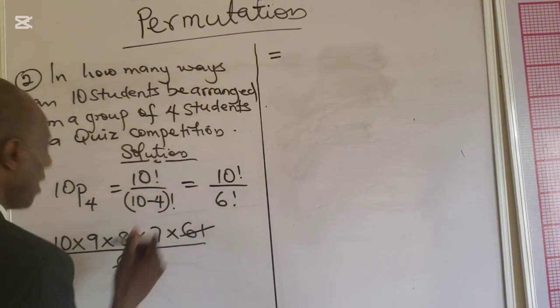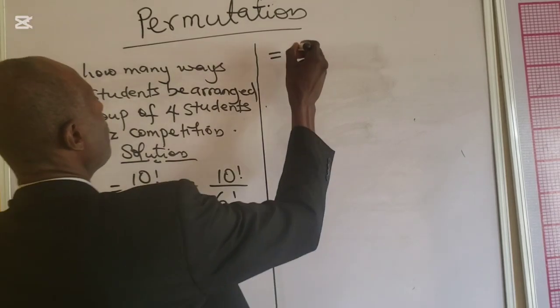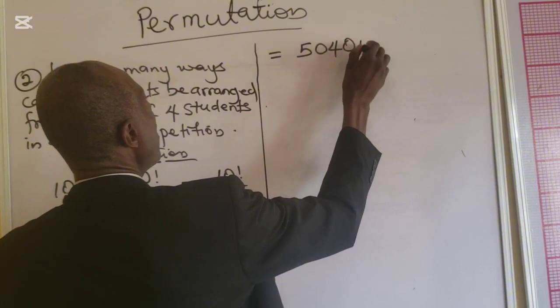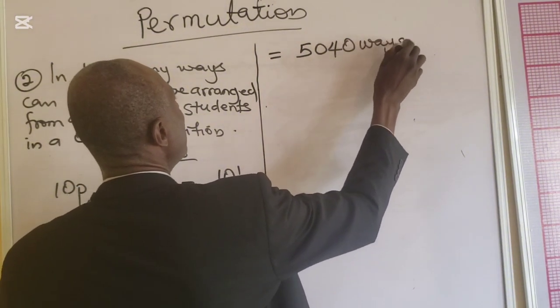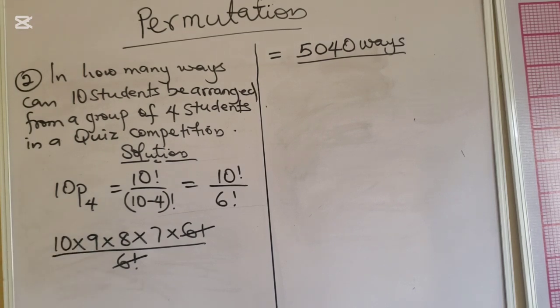So what will now be our answer? We will now multiply. What is 10 times 9 times 8 times 7? It is 5040 ways. So it can be arranged in 5040 ways.